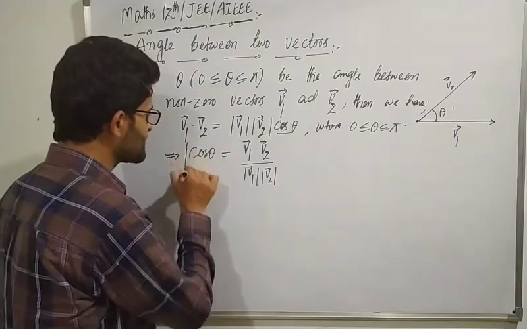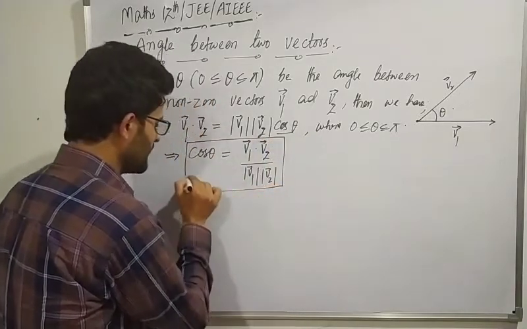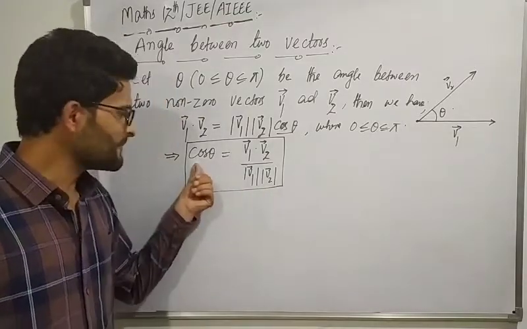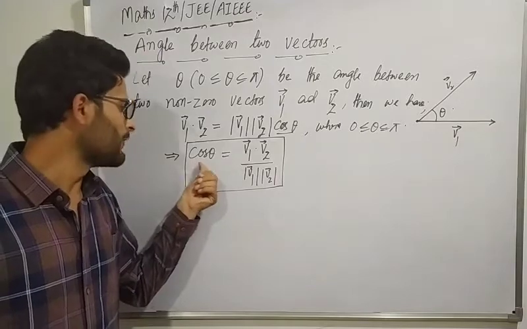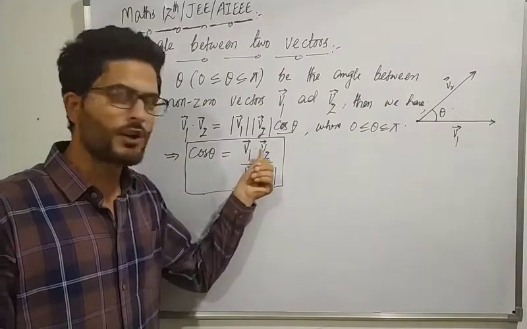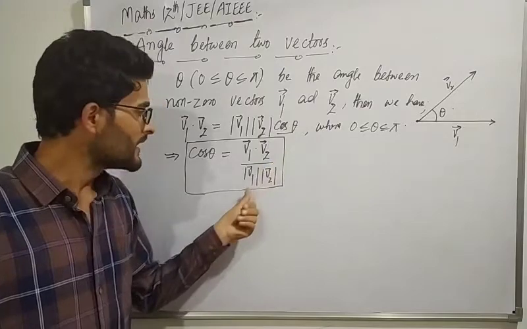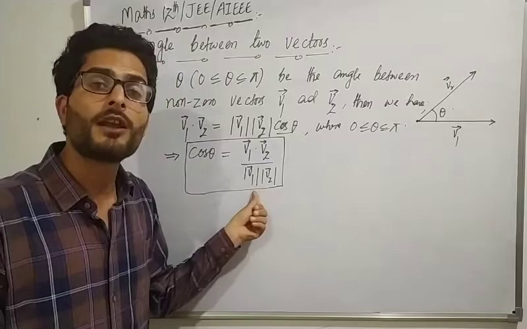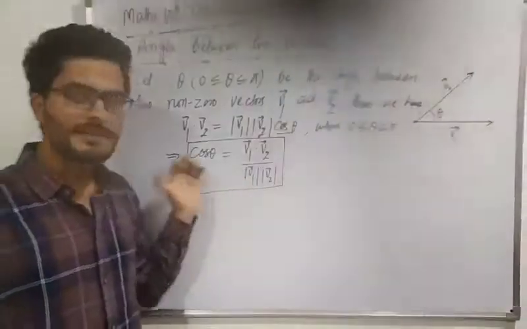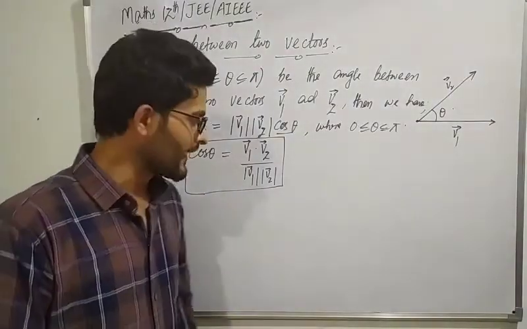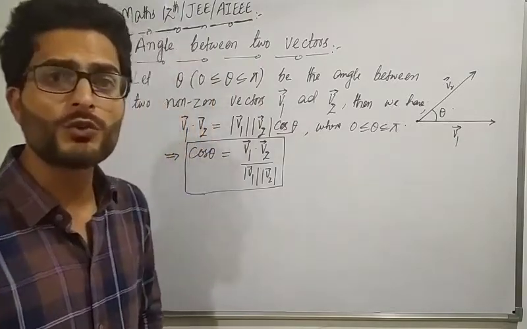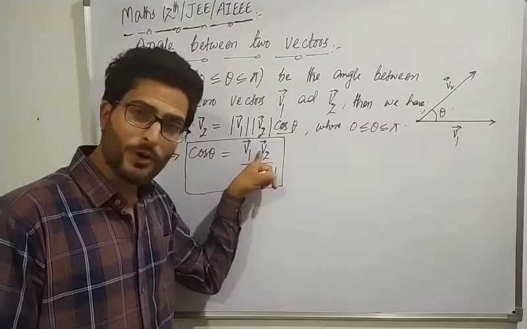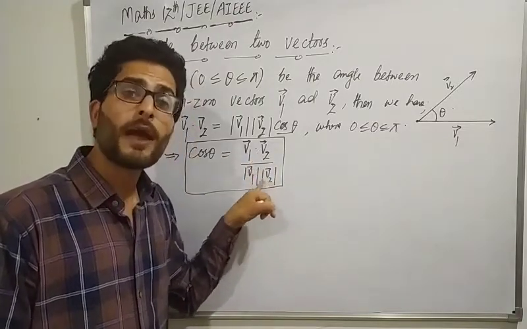This would be the expression for calculating the angle between two vectors in general. When vectors are generally represented, then the angle between them can be written in the form cos theta is equal to v1 dot v2, that is their dot product, divided by magnitude of v1 into magnitude of v2, that is product of their magnitudes. Means the cosine of angle between two non-zero vectors is equal to the ratio of their dot product to the product of their magnitudes.